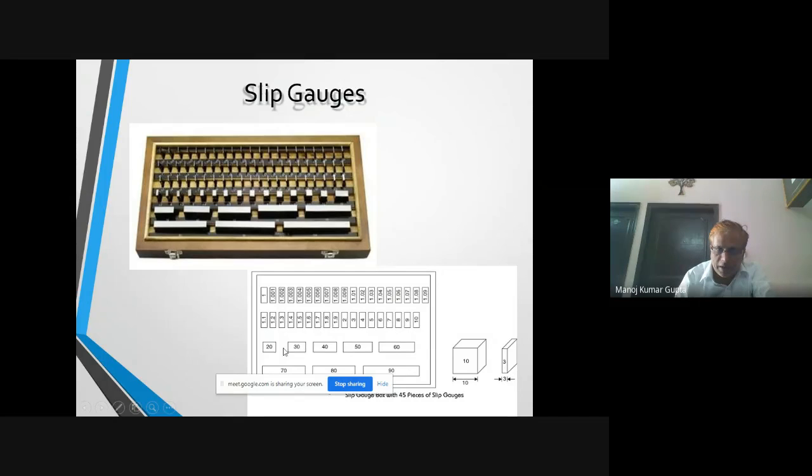And this is the 10 block. This dimension is 10. This is also 10. This is also 10. Suppose we want a measurement, we take slip gauges of 70 plus 30 plus 1.5. So 70 plus 30 is 100, plus 1.5 is 101.5. We can use 3 slip gauges or 2 slip gauges or more than 3 also to make the required height. And we can take the exact measurement with the help of these slip gauges.